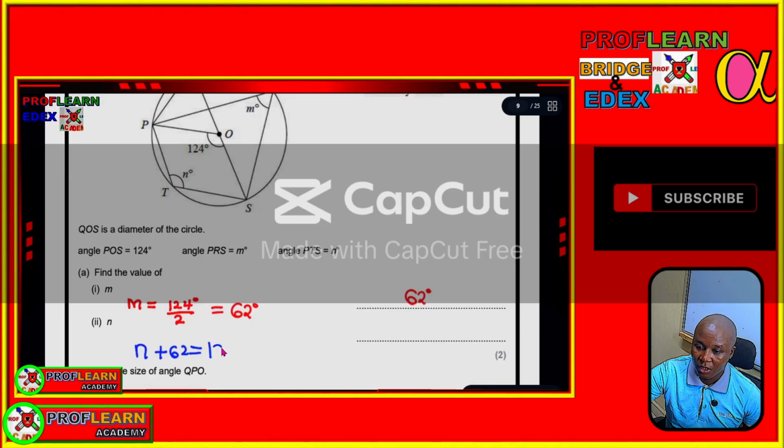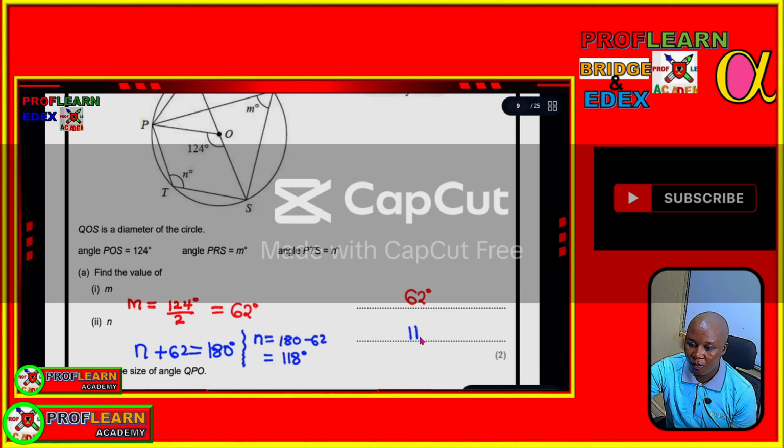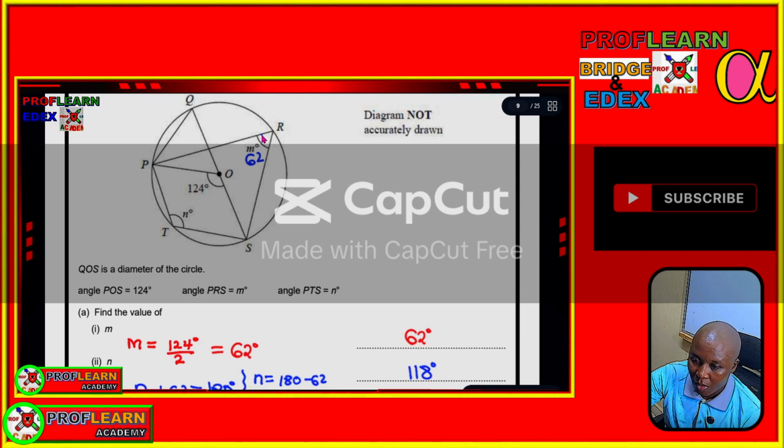So we shall write that N is going to be found using opposite angles of a cyclic quadrilateral add up to 180. That is how we are going to find the value of N, because we have gotten the other angle to be 62, so N plus 62 should give us 180. That translates to 180 minus 62, which gives 118 degrees. So basically this angle is 62, the other angle here is going to be 118.